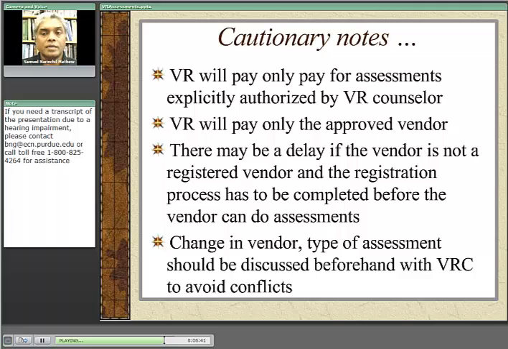Cautionary notes. It's important to understand how the VR system works with respect to conducting assessments. Unless and until an assessment is approved and authorization for the same is issued from VR, the customer should not take action. Even if discussions are over, it is important to have authorization from VR. VR will only pay for the approved vendor. There may be a delay if the vendor who is supposed to do an assessment is not registered with the state, and that process has to be completed before authorizations can be provided. Also, when assessments are conducted, if changes are required in terms of needs or vendor, those should be discussed and approval obtained from VR before the customer initiates those changes.